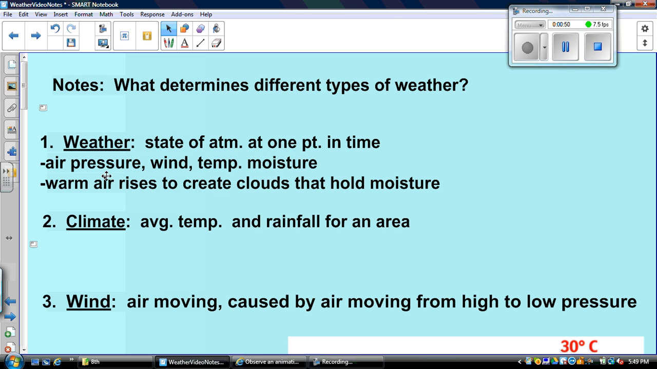Now, the difference between weather and climate is the average temperature and rainfall for an area. Weather is the state of the atmosphere at one point in time. Climate takes an average of all the weather in an area over a certain amount of time to give you a general climate. For example, in Colorado, we have a general climate of dry, cold winters and dry, warm summers. Our climate is very different than the tropics, which are very wet and warm.